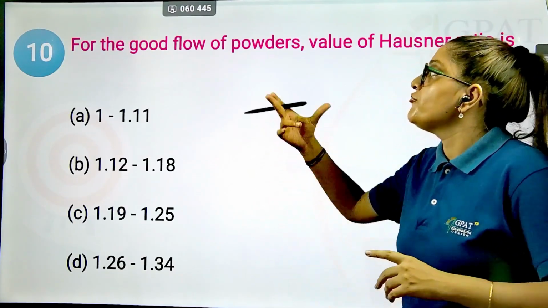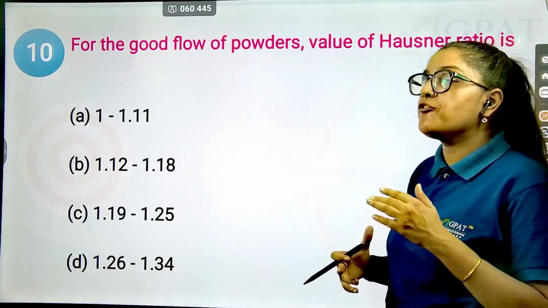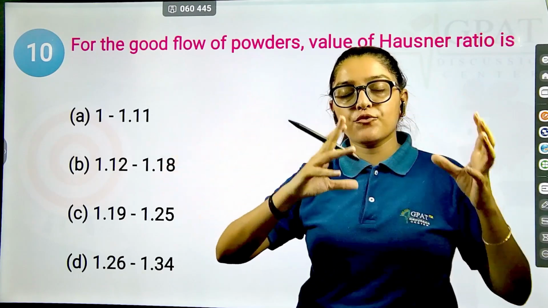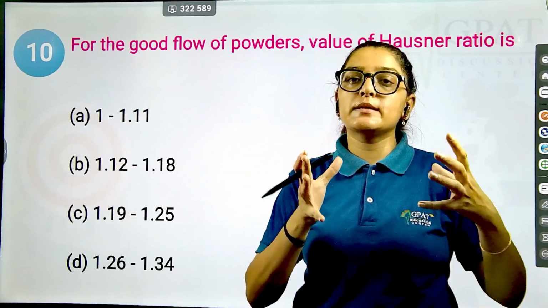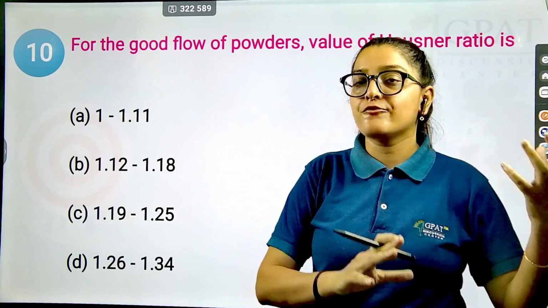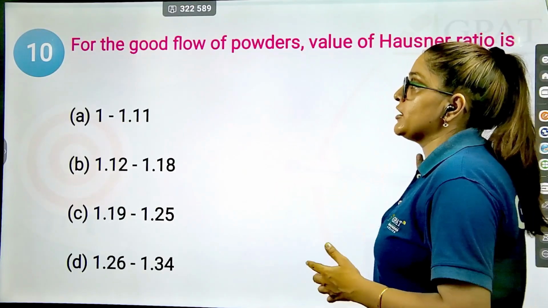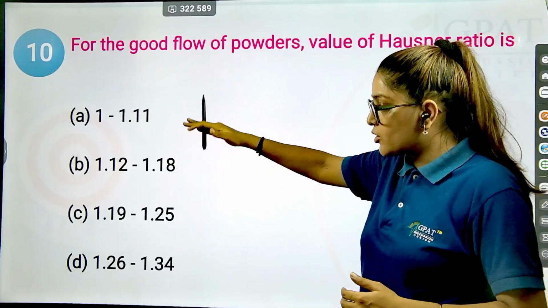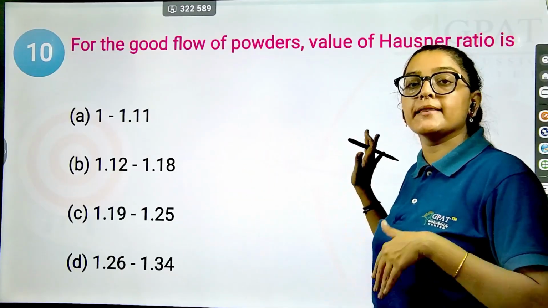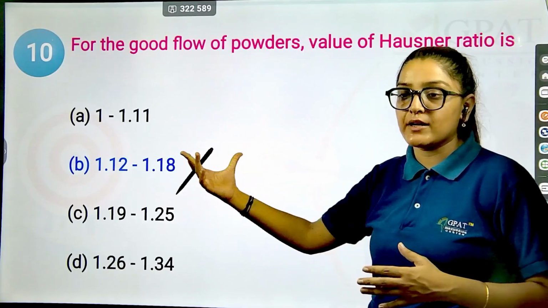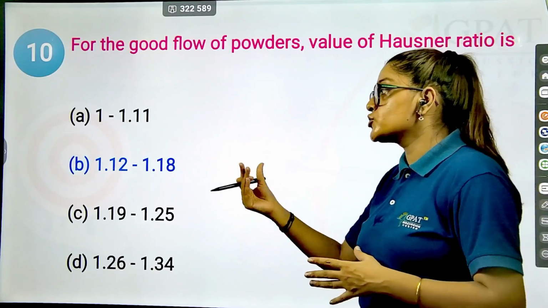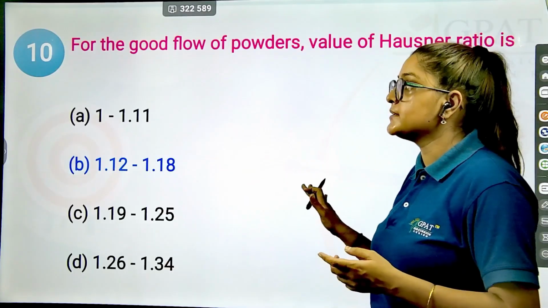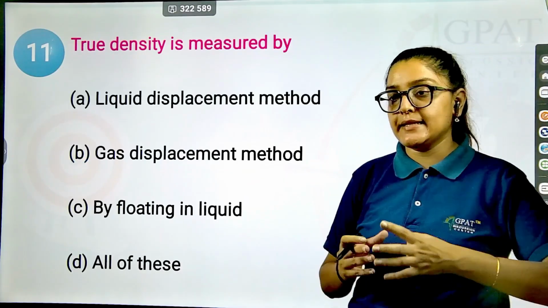Next, for the good flow of powders, the value of Hausner ratio. Just keep one thing in mind: as the value increases, the flow will become poor. As the value is lesser, then we have excellent or free flow. So here the good flow will be around 1 to 1.11. This will offer excellent flow, then good, then passable, then poor, and then extremely poor. So we have our correct answer as 1.12 to 1.18. Excellent, good, passable and poor. Okay. Clear?